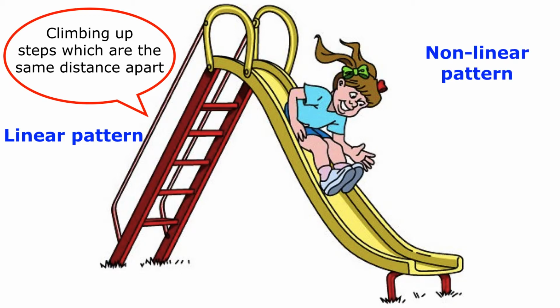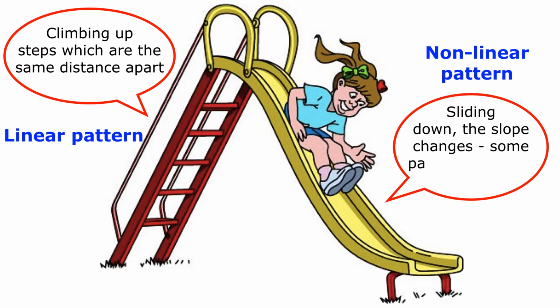Whereas for nonlinear patterns, it's the other side of the slide. As you go down your slide, you'll notice that the slope is changing. Some parts of that slide are steeper than others, so you go faster. Some of them are shallower or flatter, and so you don't go as fast down the slide. And that's how we can justify that something's a nonlinear slope.